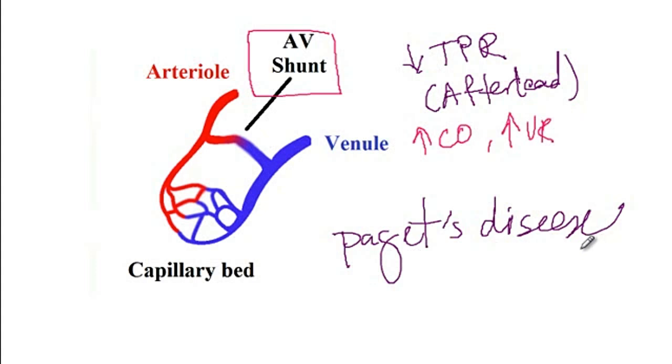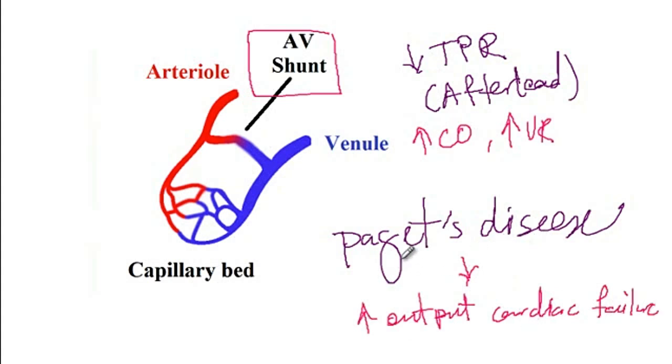So therefore, patients with Paget's disease are at risk of high output cardiac failure. And just for your general knowledge, another complication with these patients is that because of the increased blood flow to the diseased bone, there could be excessive bleeding during orthopedic surgery. But the important point for your Step 1 examination is that because of the AV shunt formation, there is risk of high output cardiac failure in patients with Paget's disease. And that concludes our discussion.